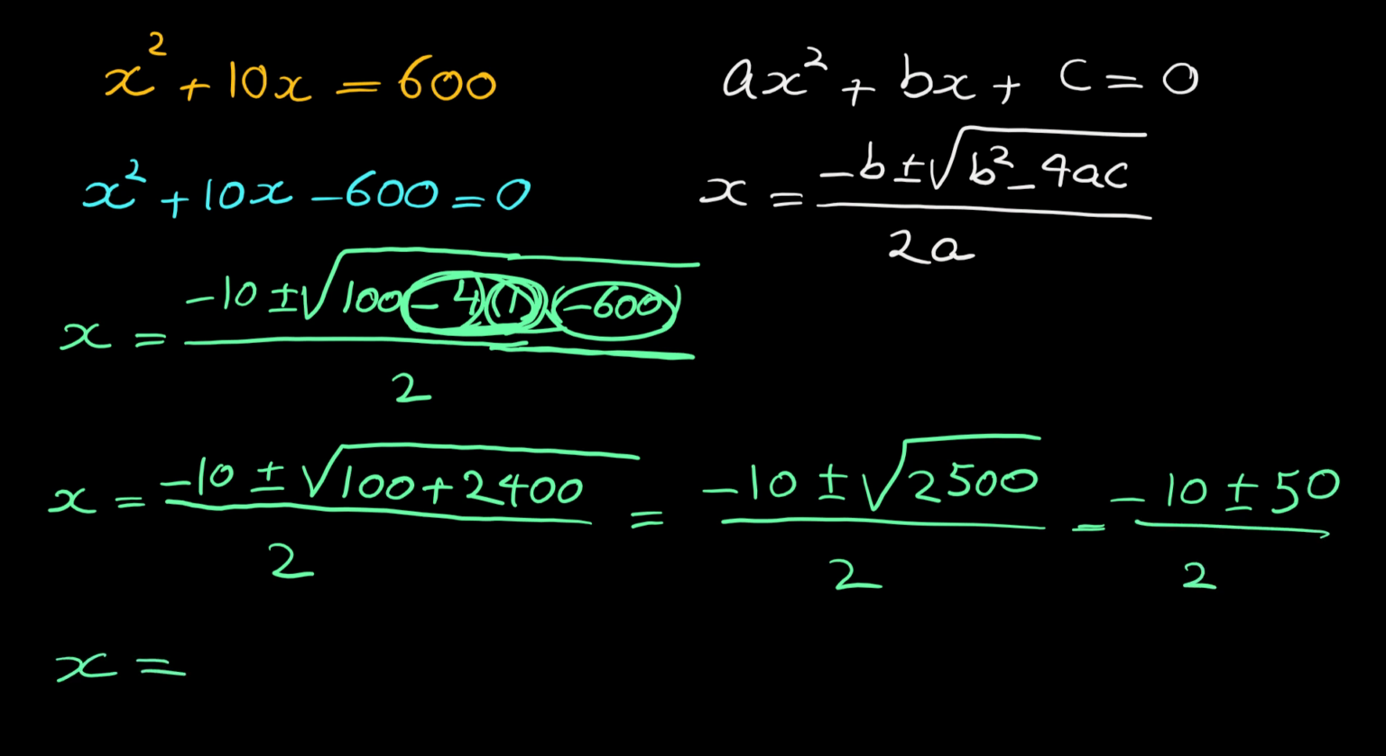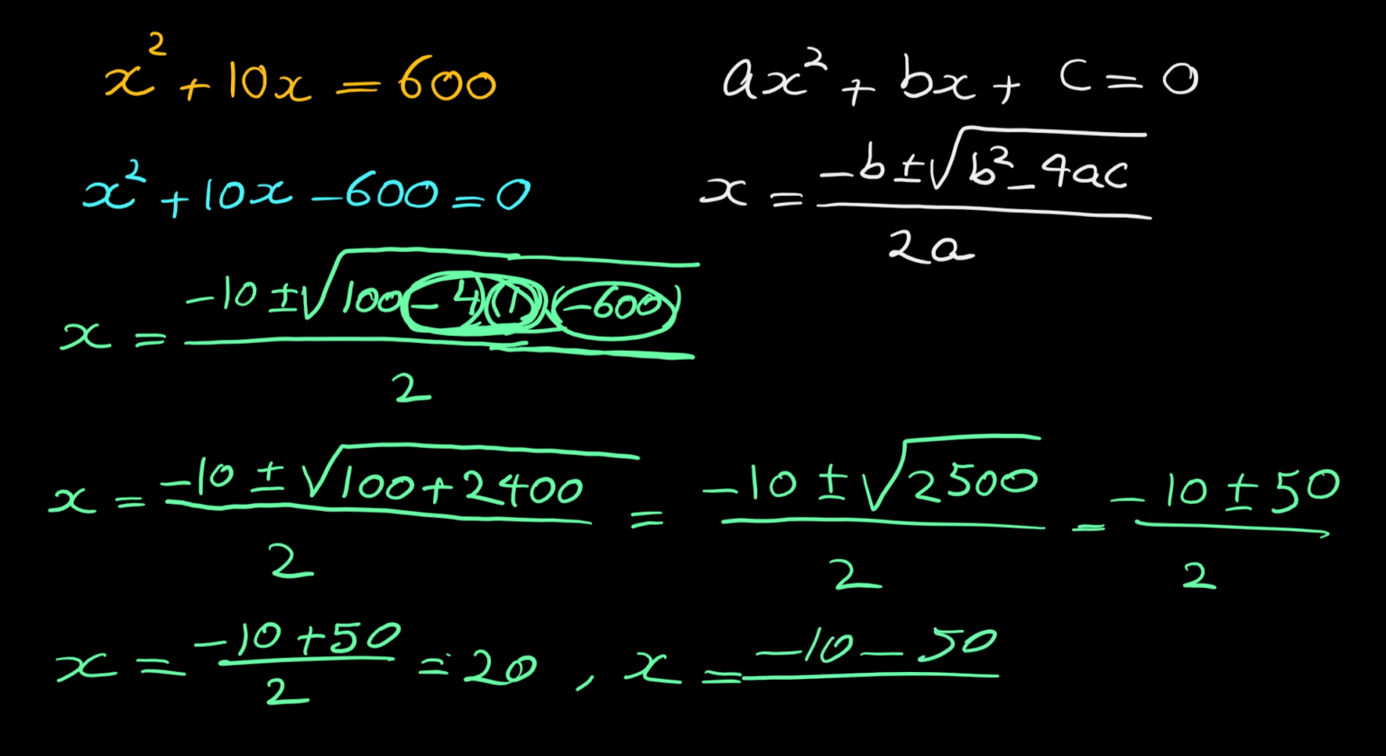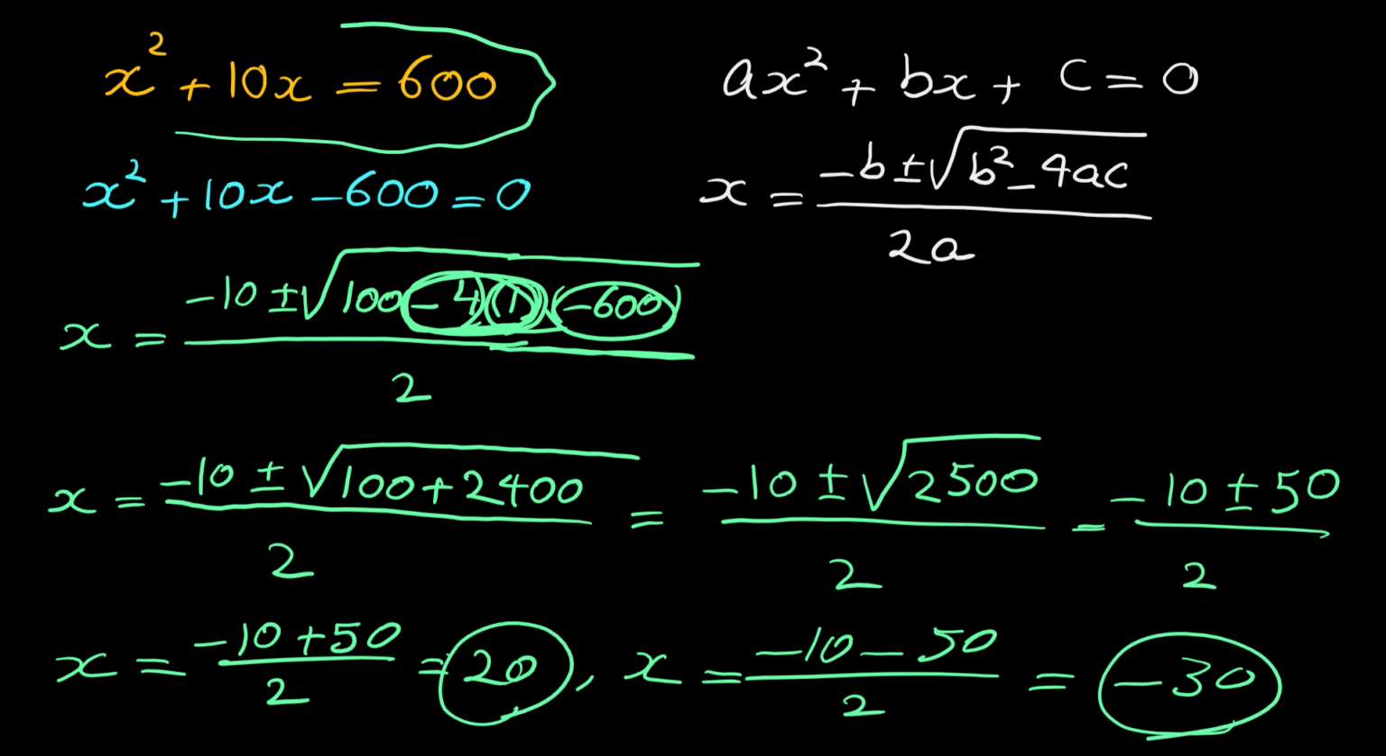If we consider the plus, then we have x equals negative 10 plus 50 divided by 2, which is 20, because negative 10 plus 50 is 40, and 40 divided by 2 is 20. Negative 10 minus 50 is negative 60, divided by 2 is negative 30. So these numbers are the solutions or the roots of this equation.